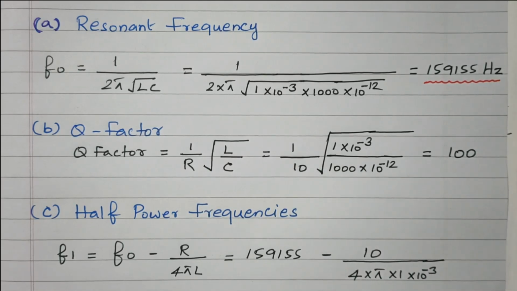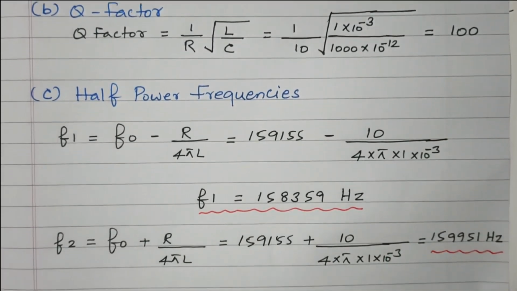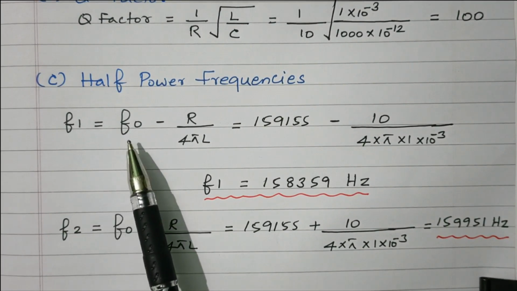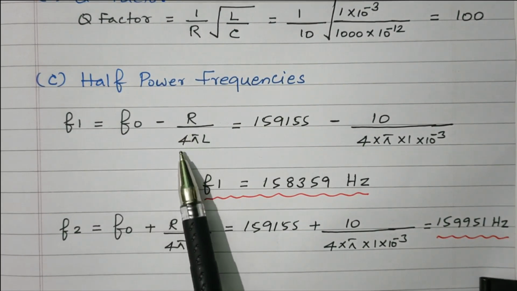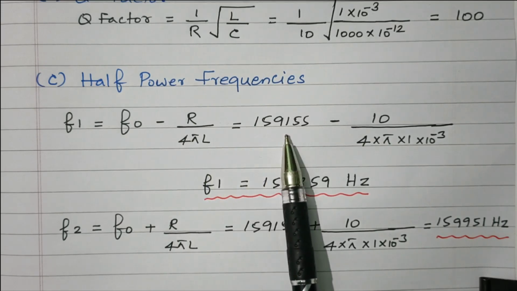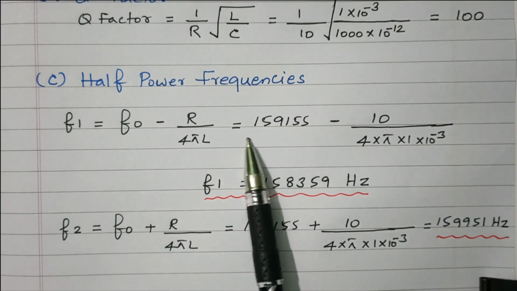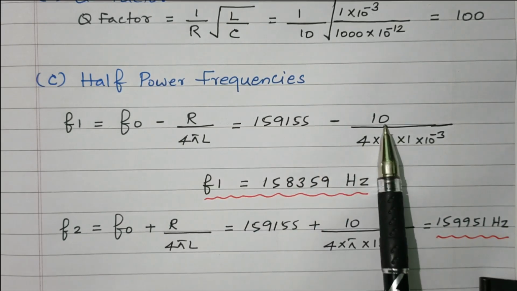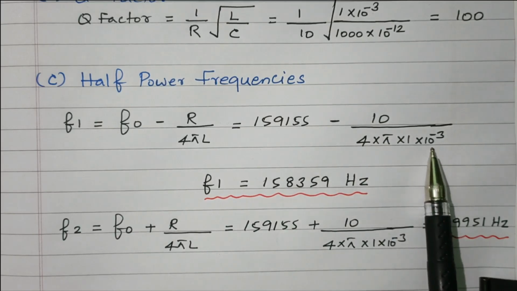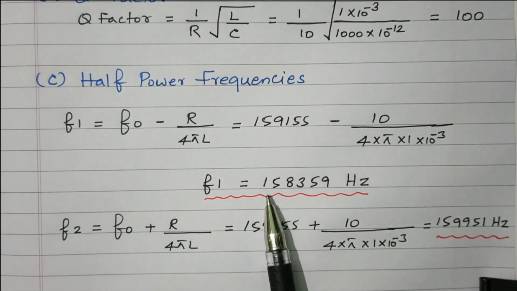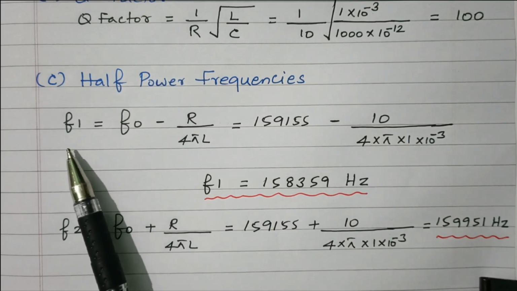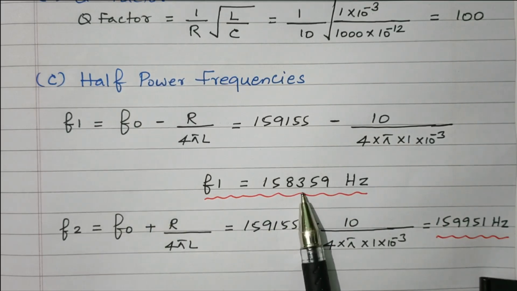Now we'll find the half power frequencies, F1 and F2. Two half power frequencies we'll find one by one. F1 equal to F naught minus R divided by 4 pi into L. So that is equal to 1,59,155, this is the F naught value, minus R value is 10 divided by 4 into pi into 1 into 10 to the power minus 3. So this value is 1,58,359 Hz. F1, lower half power frequency F1 value identified.